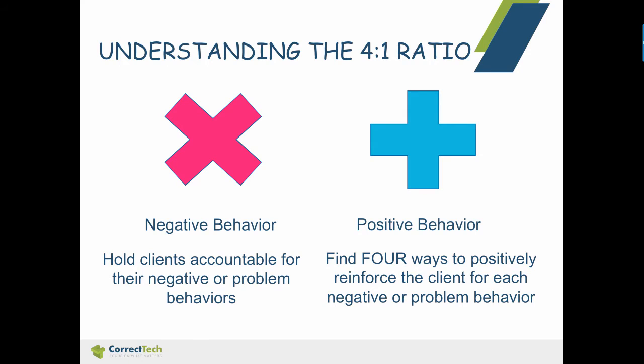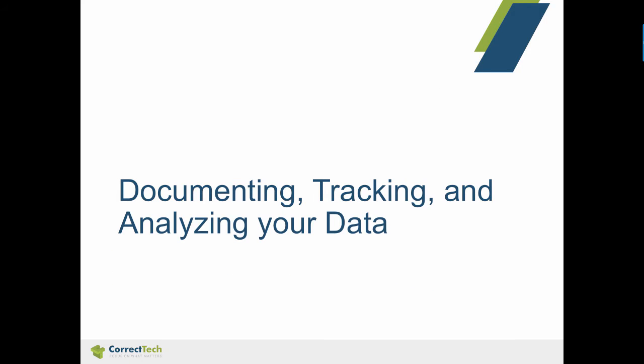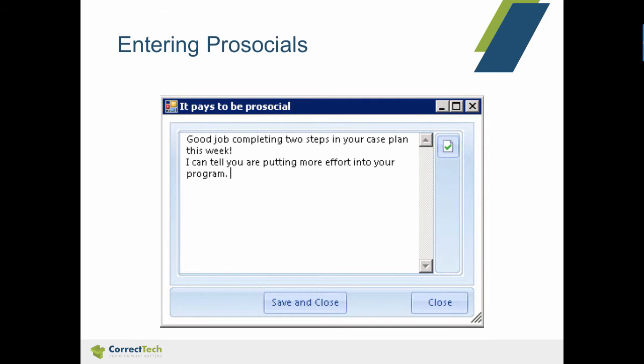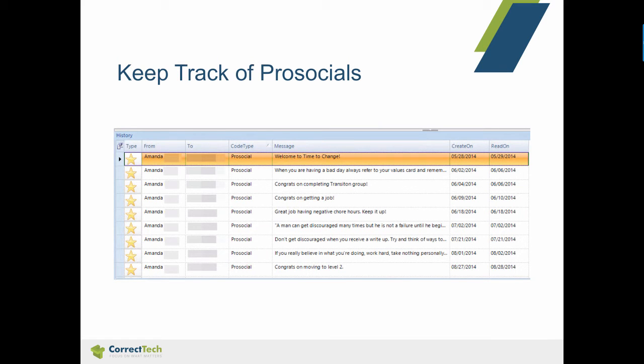Let me take a quick moment to show you how we document, track, and analyze our data using the CorrectTech software. Within CorrectTech, our staff are able to enter pro-socials that go directly to clients. They can see them on their kiosk, and there's also a record in their file. So staff can go right in and enter a specific pro-social to provide some recognition to clients for their positive behavior. As I mentioned, CorrectTech tracks those pro-socials, so you can go back and look at all of the pro-socials that have been received for a client within a given time frame or over the course of their entire supervision.